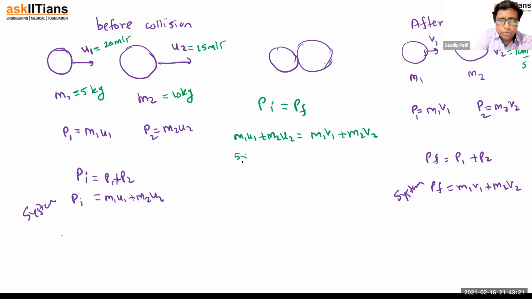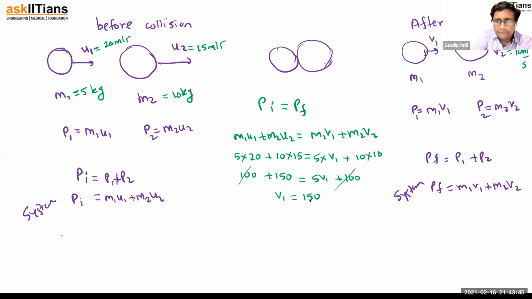So 5 into u1, how much is it? 20, plus 10 into 15, is equal to again 5 into V1, which we want to calculate, plus 10 into what? Again 10. So this will become 100 plus 150 is equal to 5 into V1 plus 100. You can see 100 is getting cancelled. So V1, can I say V1 is equal to 150 divided by 5 is equal to 30 meter per second.